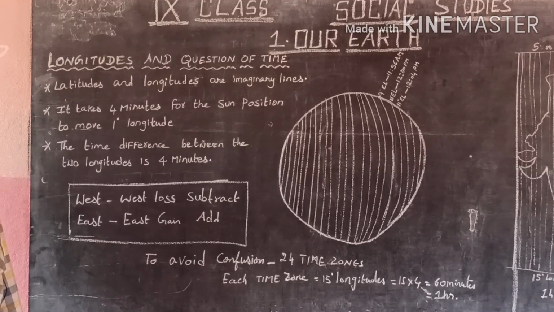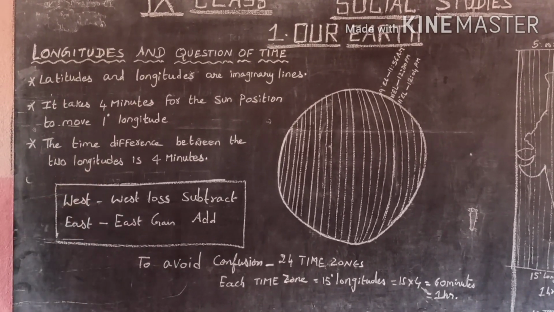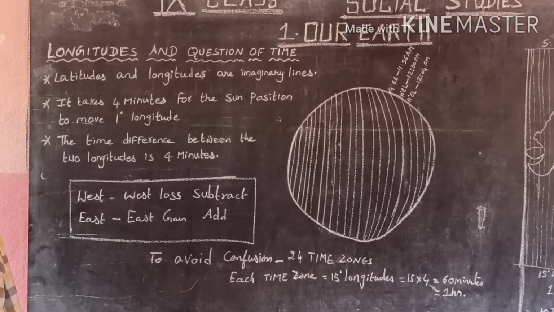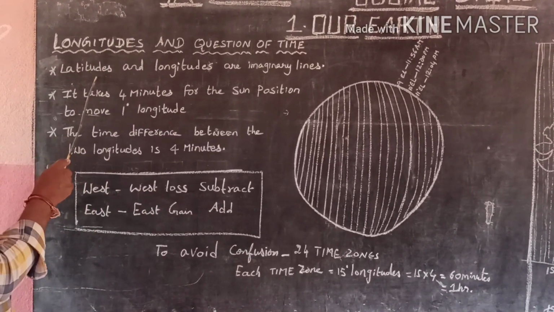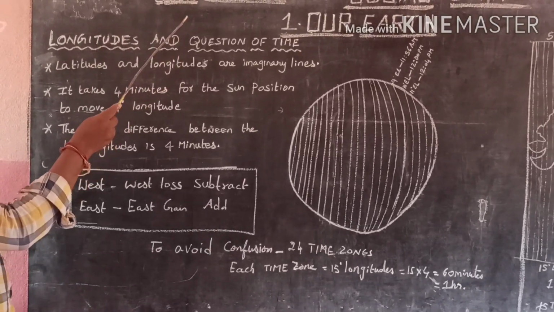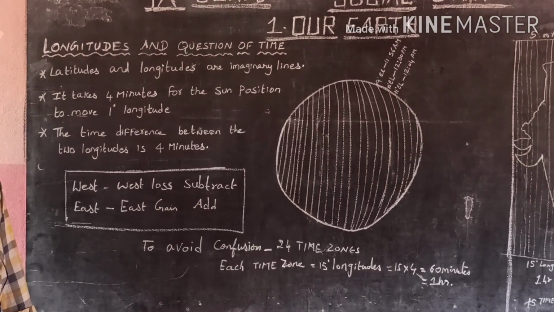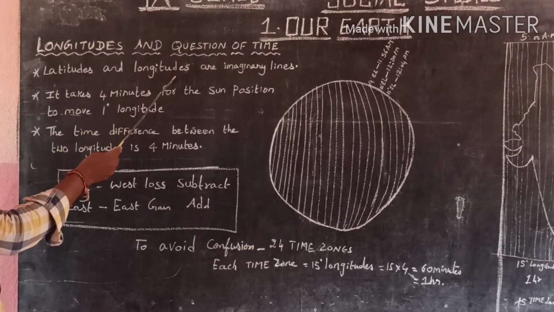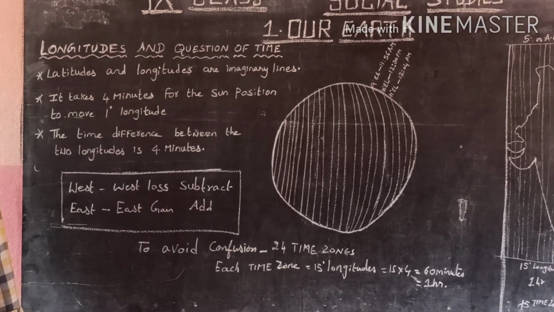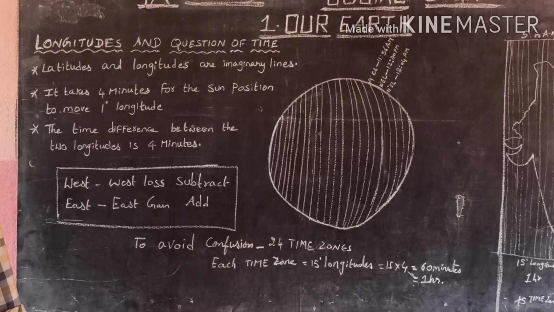Children, everyone should understand that latitudes and longitudes are imaginary lines. They are not drawn on the earth. These latitude lines and longitude lines are drawn on the globe by the Greeks to make the map accurate. To draw latitudes and longitudes on the globe, the Greeks took 2000 years to make the map accurate.